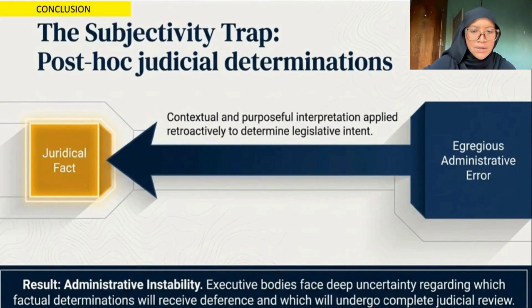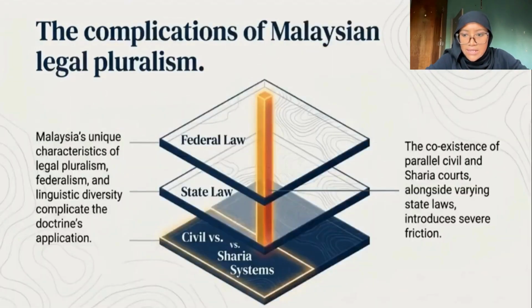So, to conclude our presentation, we first come to what we call the subjectivity trap, especially in post-hoc judicial determination. As shown here, courts may use contextual and purposeful interpretation to determine legislative intent after an administrative decision has already been made. The difficulty is deciding when an administrative error is serious enough to justify judicial intervention. Because this determination can be subjective, executive bodies may become uncertain about which factual decisions will receive judicial deference and which will undergo complete judicial review. So the result can be administrative instability. So we're moving on to the next slide.